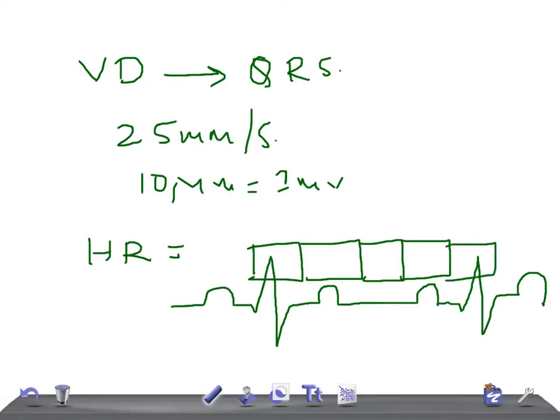So try to measure the squares, the number of squares. Try to take the R wave, which coincides with the start of a large box, to the end of the large box. So it will be very easy for you to count.